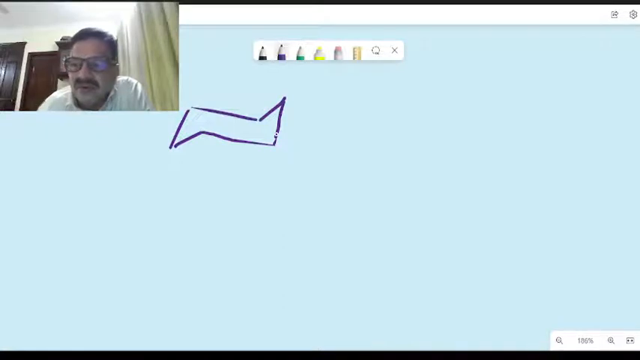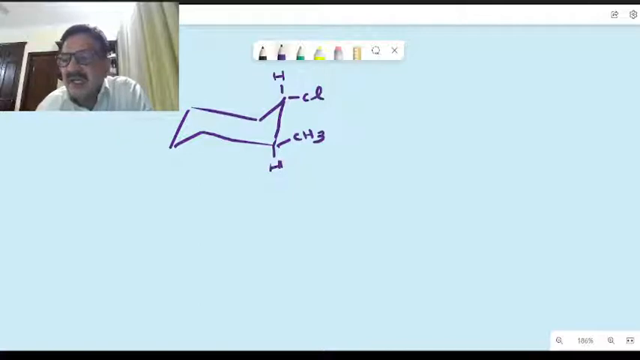Okay, so this is a di-equatorial one. Trans will be di-equatorial. So here we can say this chlorine is in the equatorial position, and here hydrogen is there, then it will be the CH3 group here, that is di-equatorial. This conformation is known as di-equatorial.